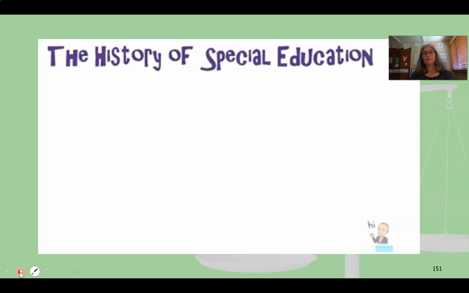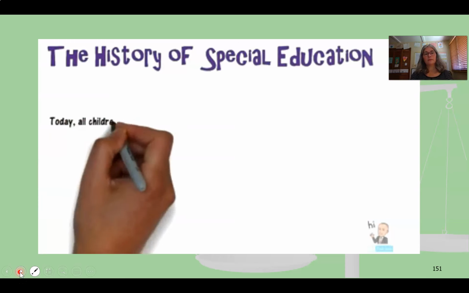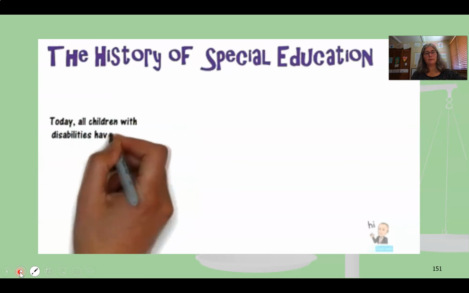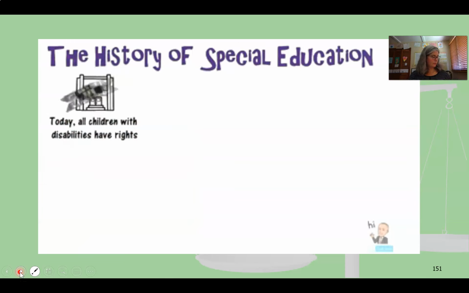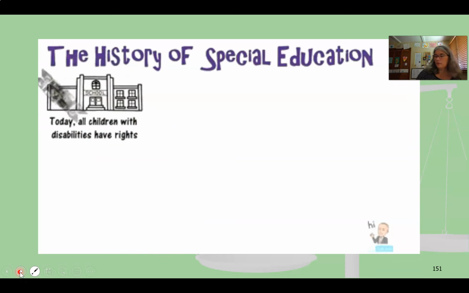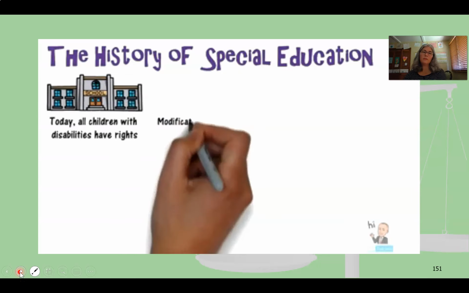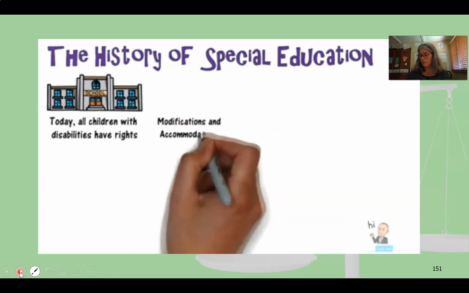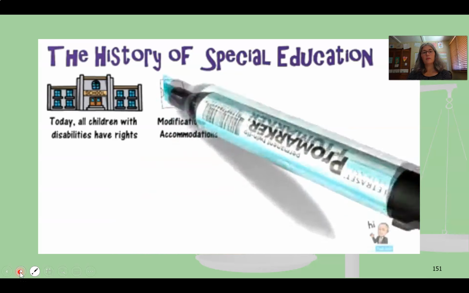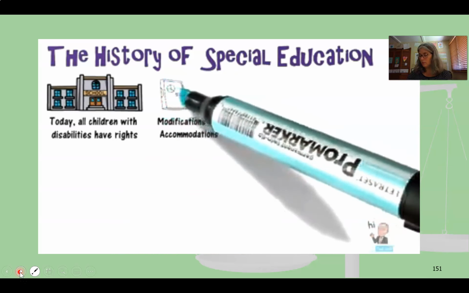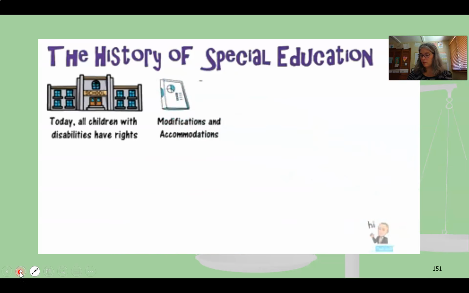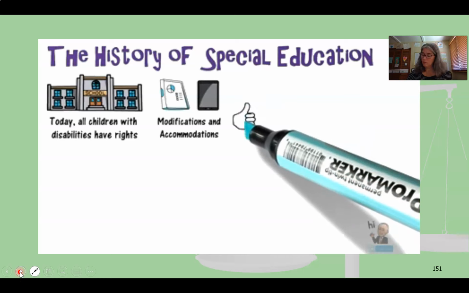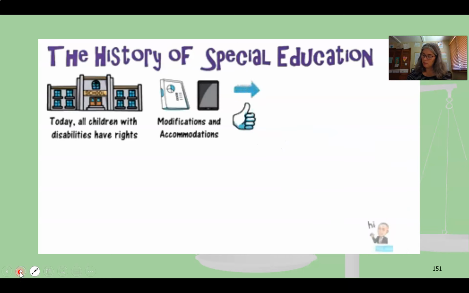The history of special education. In the United States today, all students with disabilities have the right to special education services and a free public education. These children are protected by laws. Students classified as having disabilities are afforded accommodations and modifications. Accommodations are related to access of content, while modifications allow for changes to content. No doubt, these students benefit greatly from them today. However, this wasn't always the case.